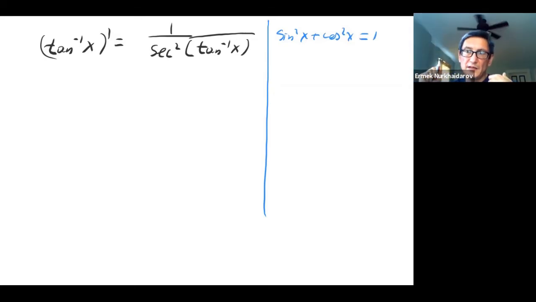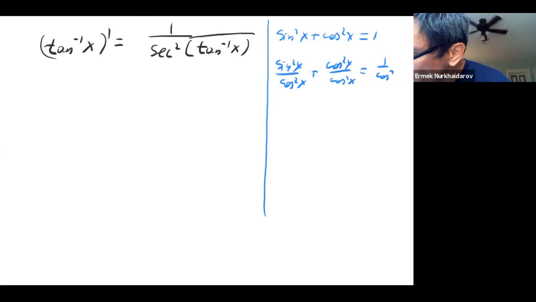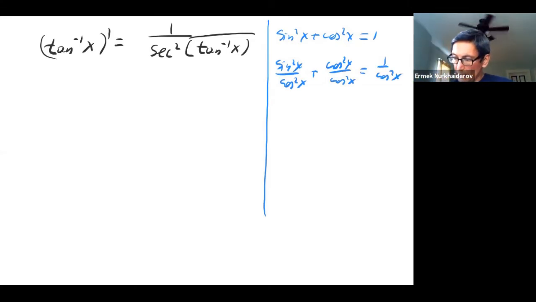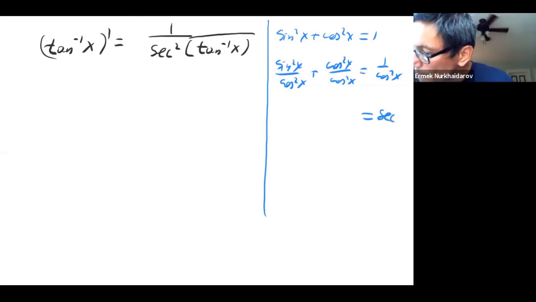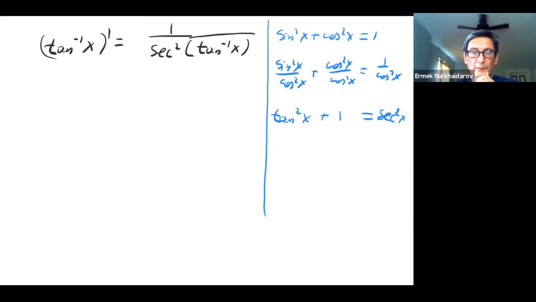Because we want to have secant and tangent, to get secant and tangent, we're going to divide both sides by cosine squared. So everything divided by cosine squared. Then 1 over cosine squared on the right side is secant squared. Sine squared over cosine squared is tangent squared. And cosine squared over cosine squared is 1. So what we've got is secant squared equals tangent squared plus 1.